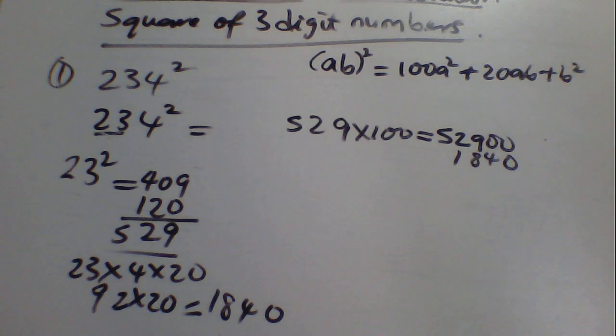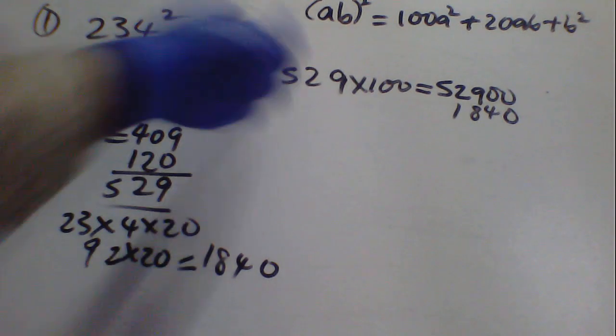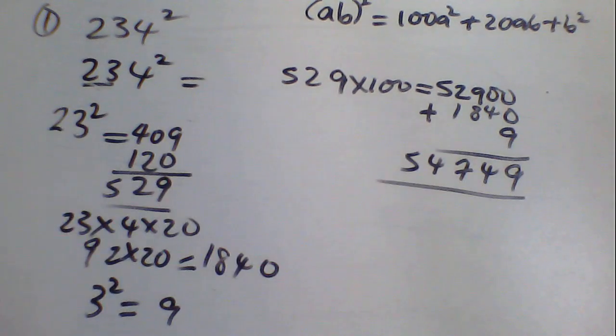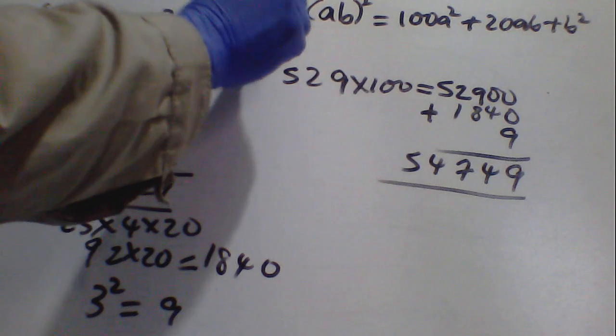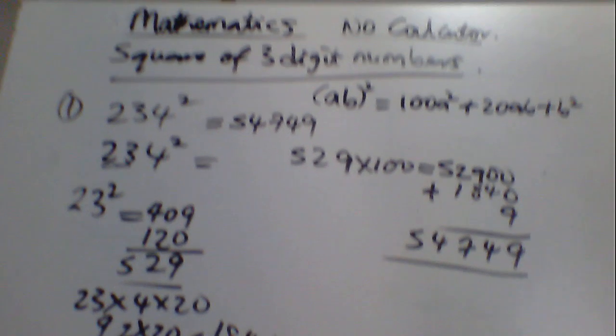So once you have done that, lastly, you square the last digit. We are applying the formula, this method. So square the last digit. 3 squared will give us 9. You add it here. So add up. In this case, the square of 243 is equal to 59049. That is the square of 243.